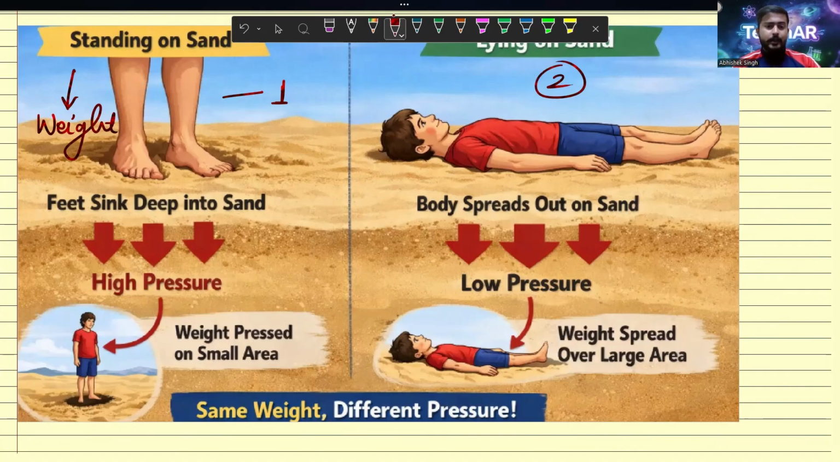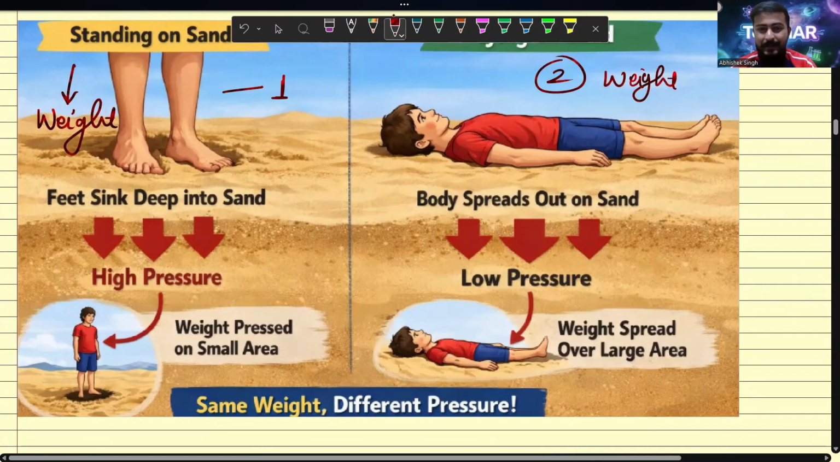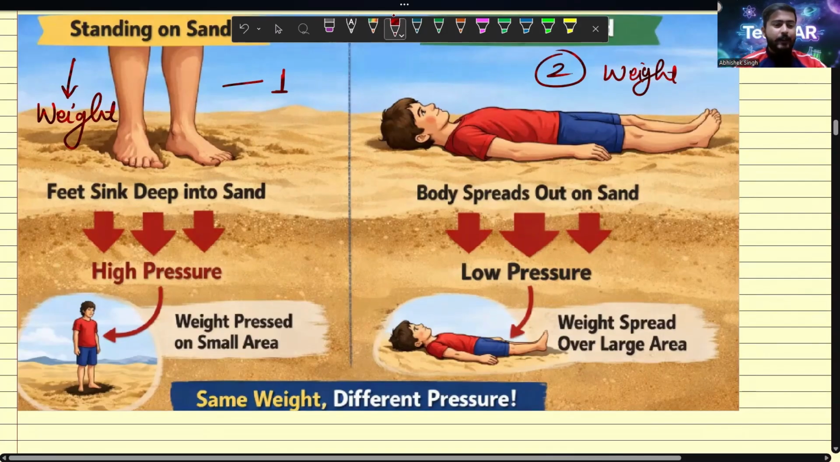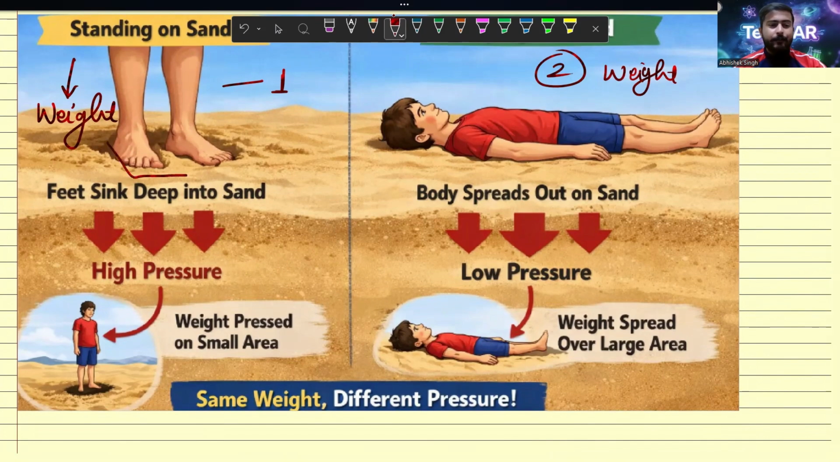In this, what is the change? Is the weight going to change? No, I would say the thrust is the same, equal to the weight. What is the thing that you have noticed changing in this? You can see the area of our feet. I think our feet cover a very small area. And what about the area of the body? If we lie down, it's a huge area as compared to our feet.